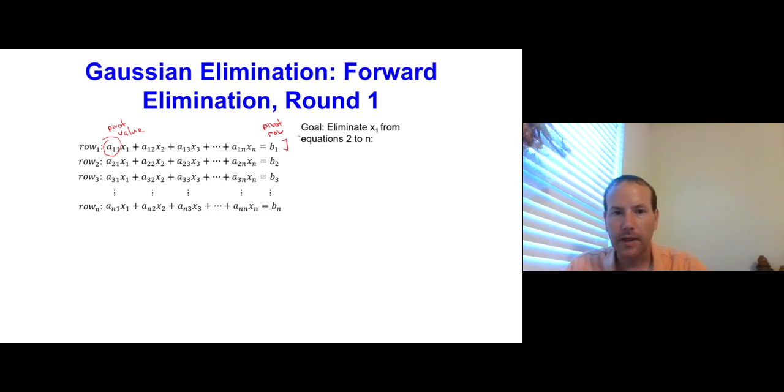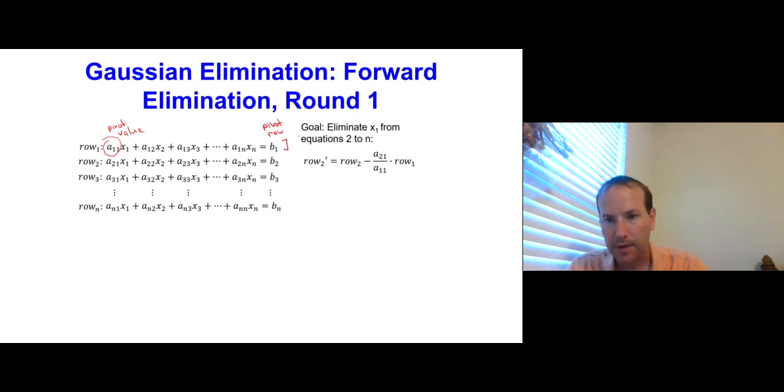Okay, so to eliminate x1 from equations 2 to n, that's our goal. And so we're going to apply this equation to row 2, where we're going to have a new version of row 2 that's given by the previous version minus this ratio, where this is the pivot coefficient. Note.